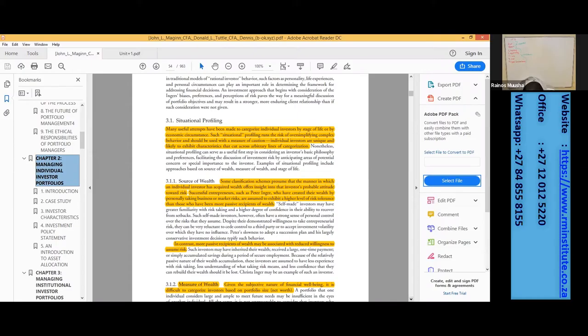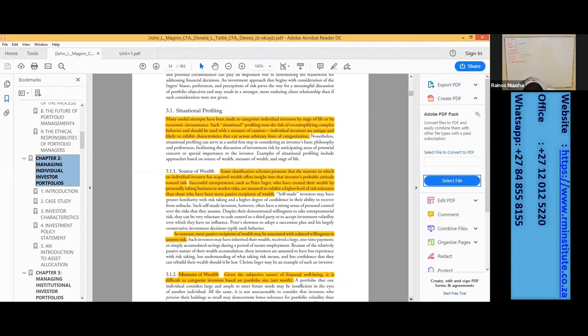So successful entrepreneurs such as Peter Inga have created their wealth by personally taking business or market risk, and are assumed to exhibit a higher level of risk tolerance than those who have been more passive recipients of wealth. Then if you go to the next paragraph, they also say, in contrast, more passive recipients of wealth may be associated with a reduced willingness to assume risk as well.